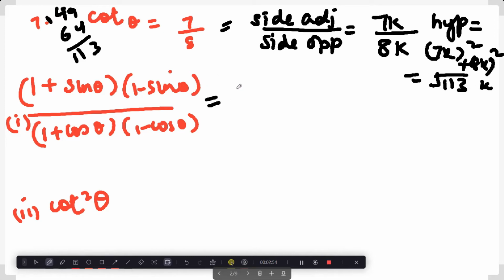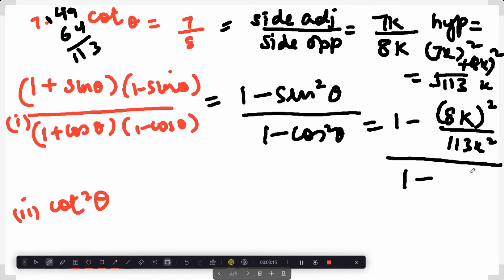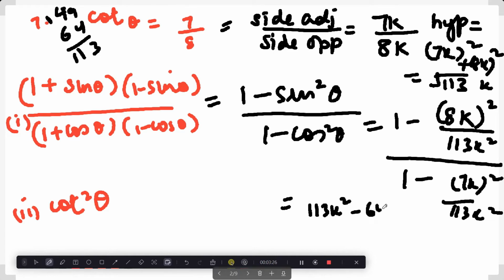So what is this? 1 minus sine theta. But this is actually 1 minus sine square theta, right? It's 1 minus cos square theta, which is, what is sine theta? Side opposite, which is 8k, upon hypotenuse, which is root 113k, upon 1 minus side adjacent, which is 7k upon root 113k, which is equal to what? 113k square minus 64k square upon 113k square minus 49k square, which is what?